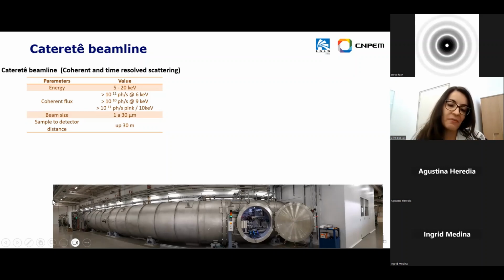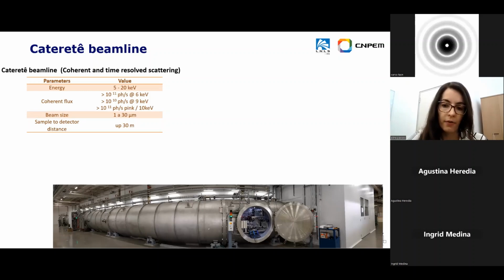And well, I think the most impressive thing about Cateretê when you visit it for the first time is the detector tunnel, because it's a huge tube of 30 meters, and the detector inside is in vacuum, and we can change the sample to detector distance quite easily. Not during a measurement, no, but for example, even for the gels that I showed you in the first example, if I'd like to focus on the early stage of the gelation or the late stage, I have to change the detector distance to cover these few nanometer species, and then go to these micrometric species, for example. In this case, you have to do 2 experiments on the same system if you want to do this.